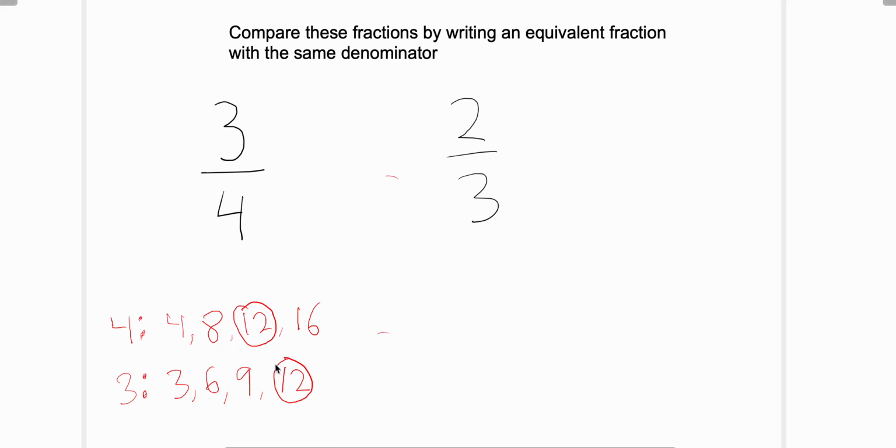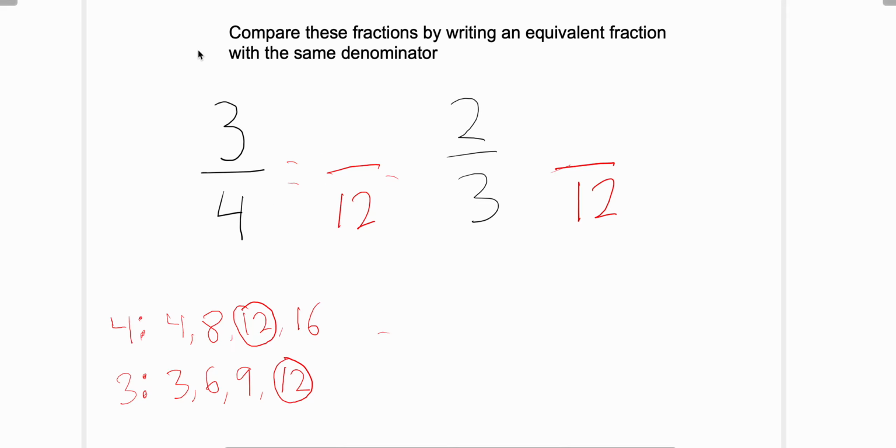Okay, so that means that there is a common denominator that we're going to use for both. So I want this denominator to be 12, and I want this denominator to be 12. Okay, so this is going to be our common denominator. It's going to be 12. So now it's going to be a fair comparison. Now this fraction is going to be cut up into 12 parts, and so is this one. So it's going to be a fair comparison, but it's going to be equivalent. We're just creating an equivalent fraction.